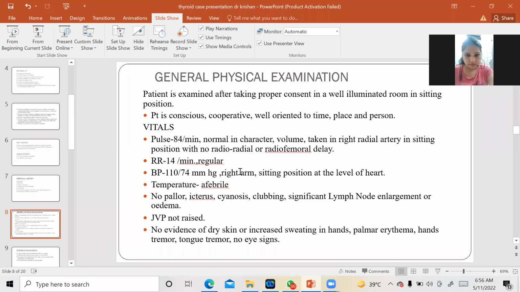So if you are writing thoraco-abdominal or abdominothoracic, you should keep in mind what happens in males and what happens in females. Particularly in males, it is abdominothoracic. You can remember it like man, MAN, abdominothoracic.